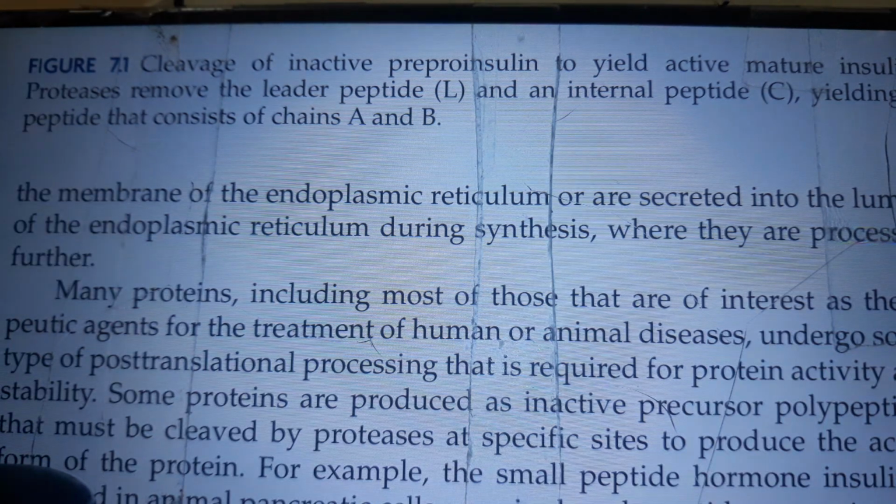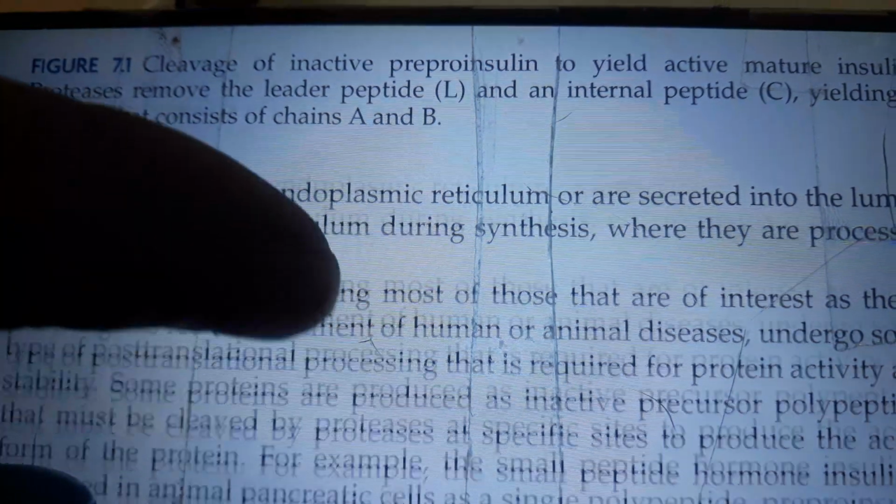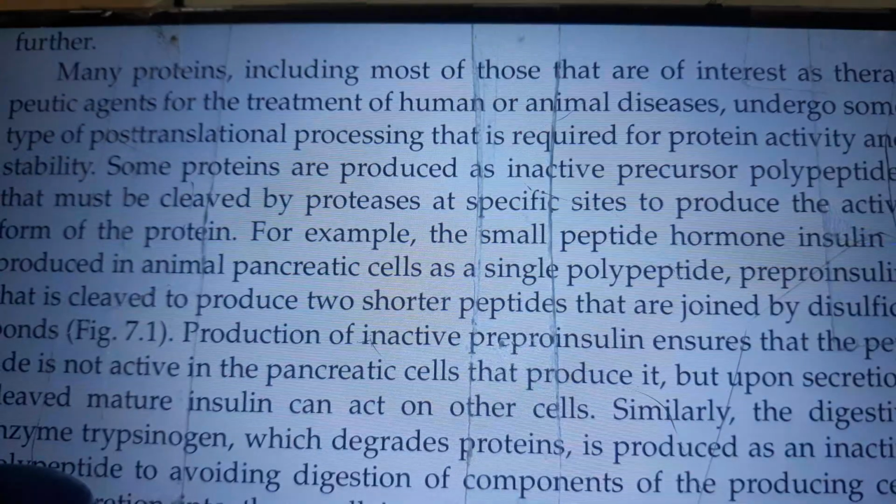Many proteins, including those that are of interest as therapeutic agents for the treatment of human or animal diseases, require some type of post-translational processing for protein activity and stability.